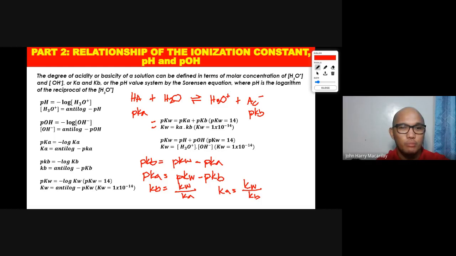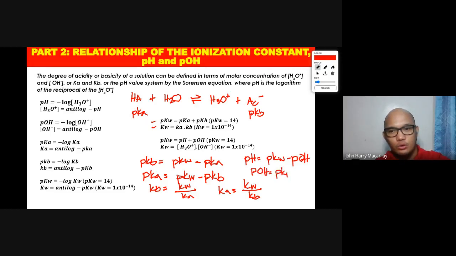The same with your pH. So if, for example, you want to determine the pH of a base, if its pOH is given, you can have this one. So pH is equivalent to pKw minus pOH. And then the same, if you want to determine the pOH, if the pH is given, it will become now pKw minus pH. So this is derived from this formula.